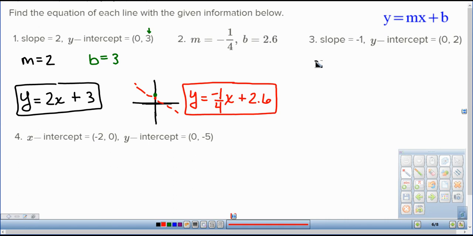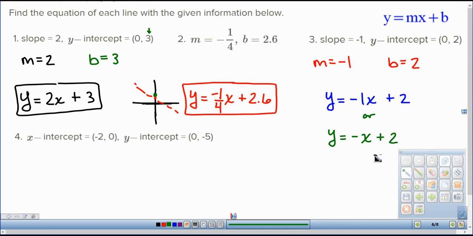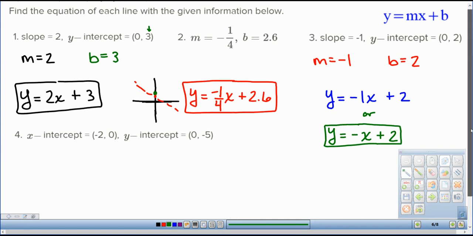Okay, this time they gave me the slope. Remember, slope is the letter m, so that's negative 1. And again, they gave me the y-intercept as an ordered pair. That means my b value would just be 2. My equation, y equals negative 1x and then a positive 2. And the only thing that I would change about my answer is we don't need the 1 in this equation. If you saw this written in a textbook, it would just say y = -x + 2. And that would be the preferred way to write that.